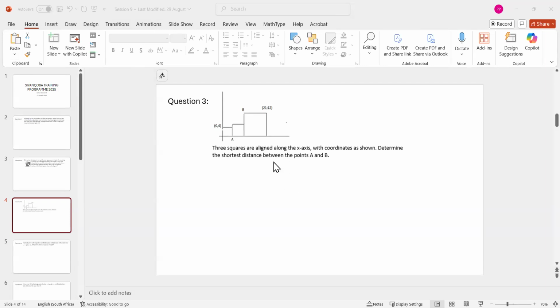Okay, so you got this diagram. I'm going to redraw this. 3 squares are aligned along the x-axis, and I'm going to try to draw it. So that's a nice big diagram. You get a small square here. You get a slightly larger square here. And then you got an even larger square here. Sorry, it's all not very nice.